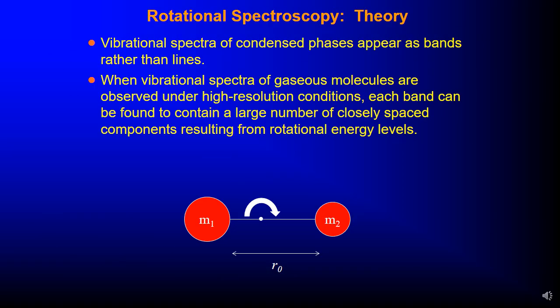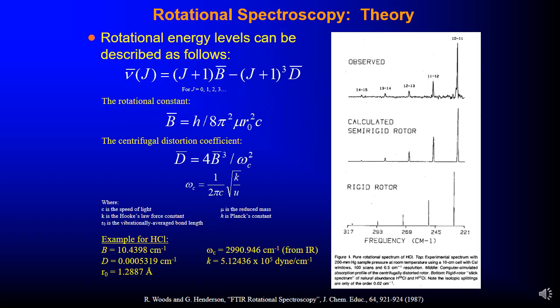Then rotational vibrational spectroscopy of condensed phases appears as bands rather than lines. Naturally, we expect them to appear as lines, but that is not the case. When the vibrational spectra of gaseous molecules are observed under high resolution conditions, each band can be found to contain a large number of closely spaced components resulting from rotational energy levels. So that is very key, very important.